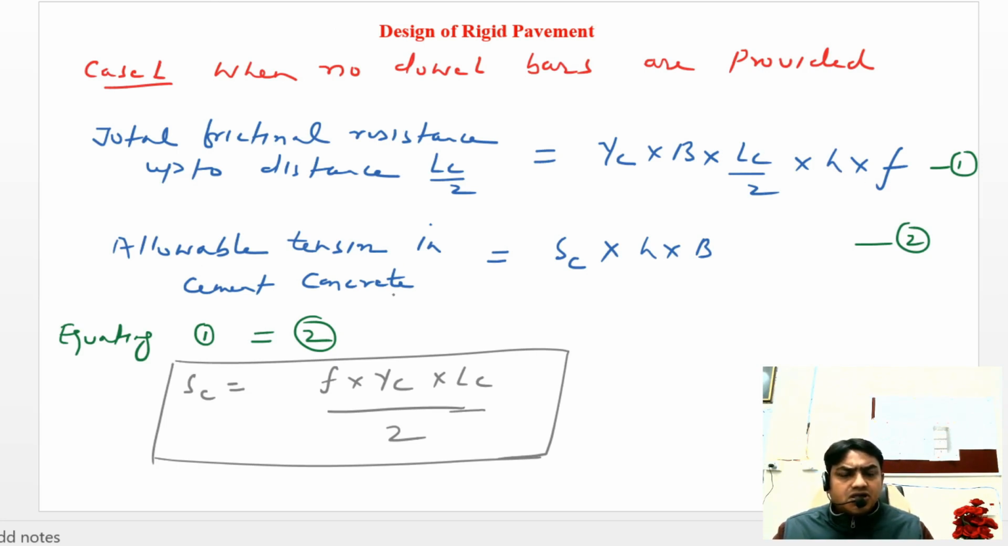Similarly, allowable tension in cement concrete is SC into H into B. So if I equate equation 1 and 2, we will get the value of SC equal to F into gamma C into LC by 2. With the help of this equation, we can compute the value of LC, which is the final thing we have to find, that is, the length of contraction joints.